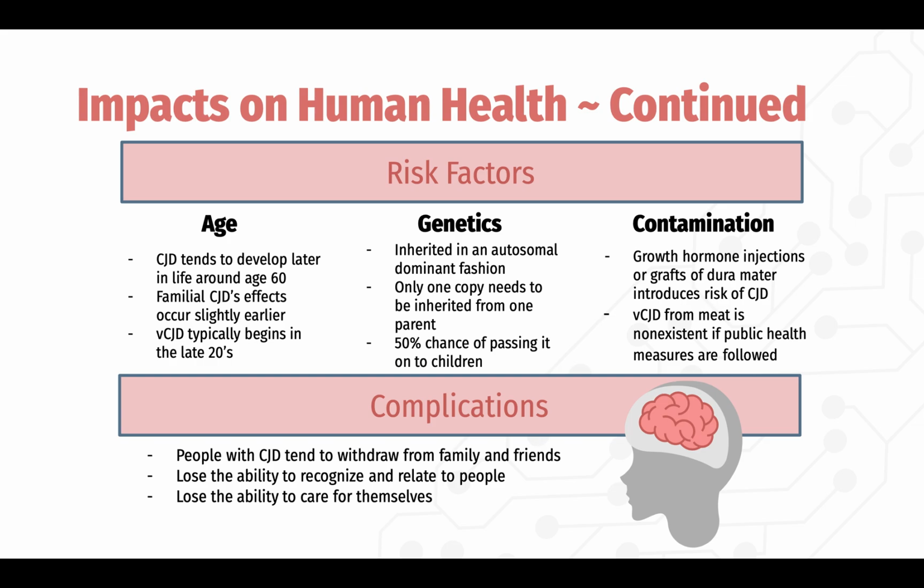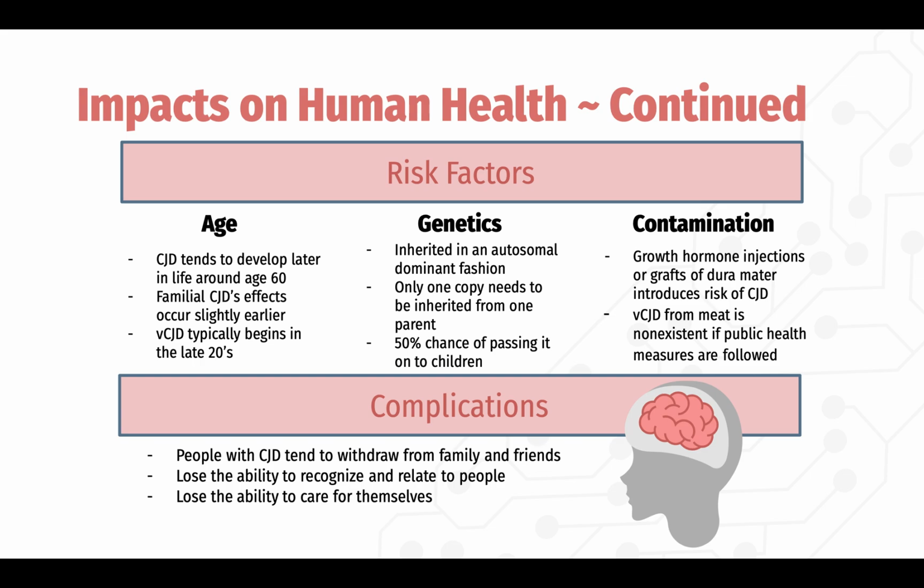And then continuing on, risk factors, so there's age, genetics, and contamination again. So for age, people around 60 are usually the group that develop it, but people that have familial CJD usually develop it slightly earlier. And then people that get vCJD typically develop it in their late 20s.